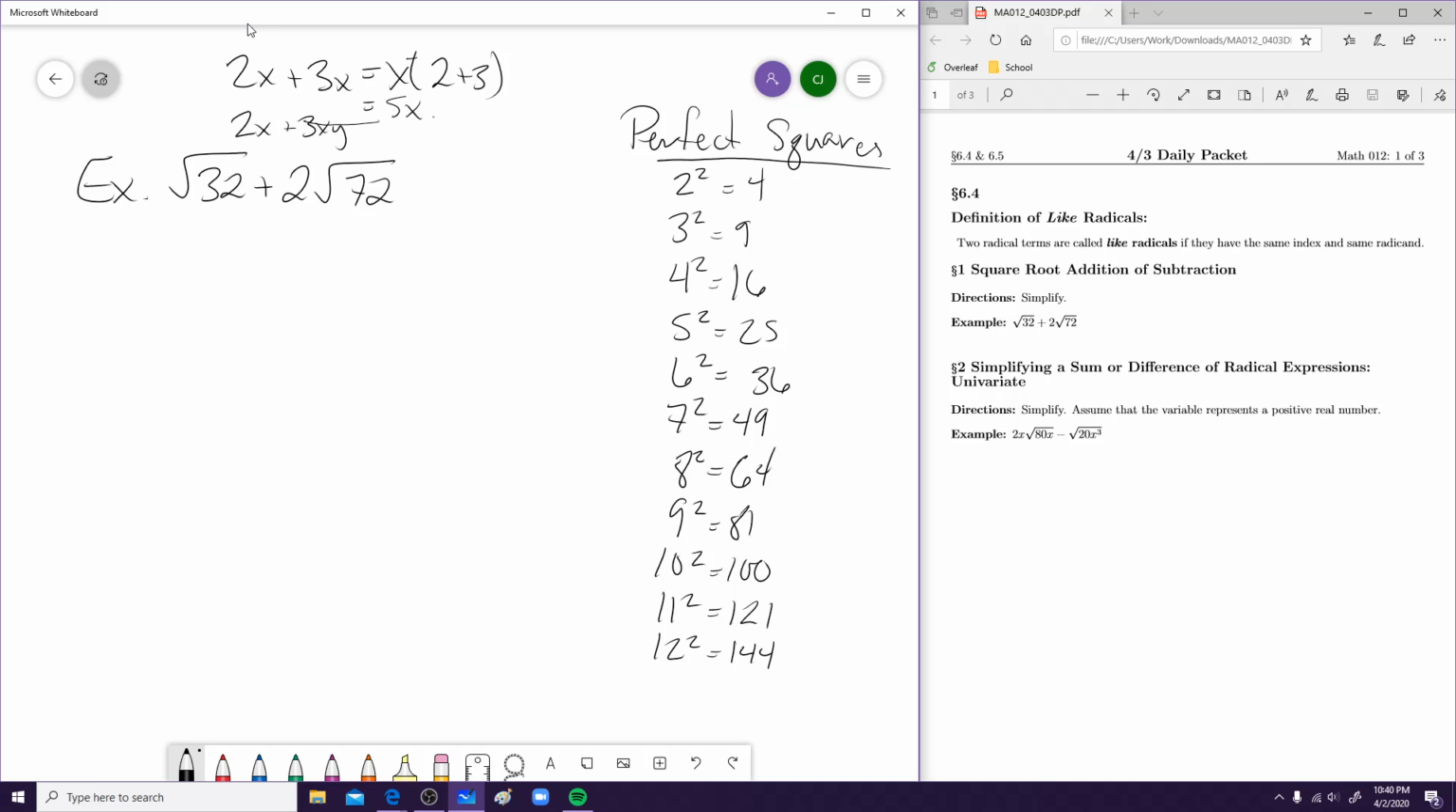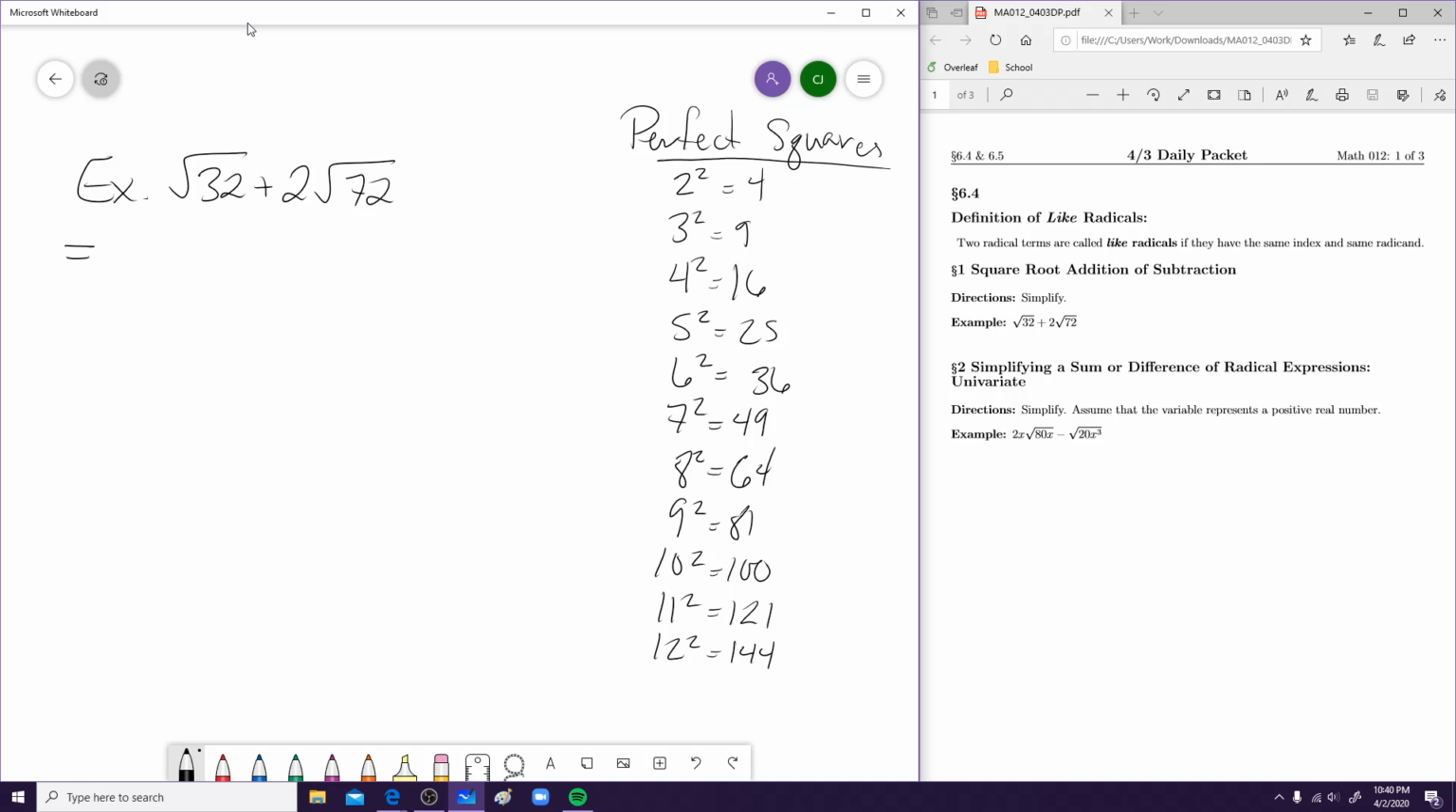So now let's start with the example. Before we can add these, we have to make sure they have the same number. They both have the same index, which is good. Now our goal is to get the same number under the radical. How do we do that? We're first going to simplify each square root.